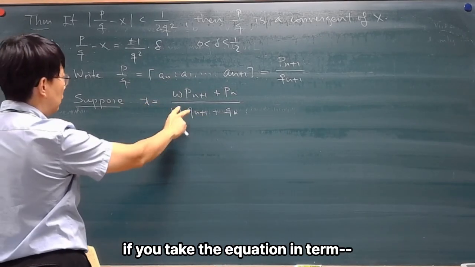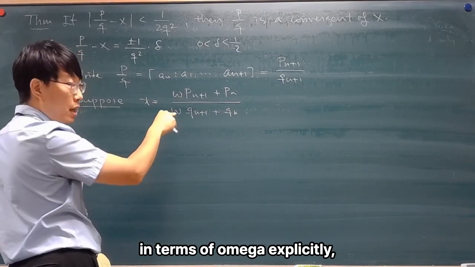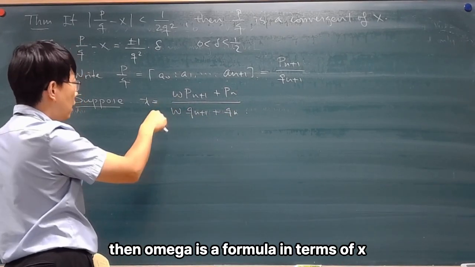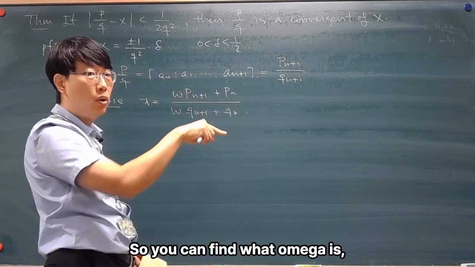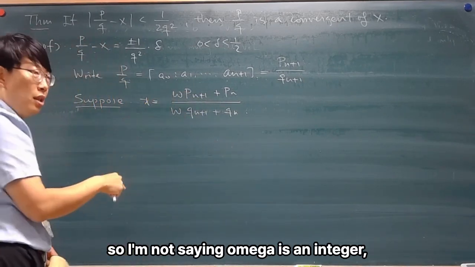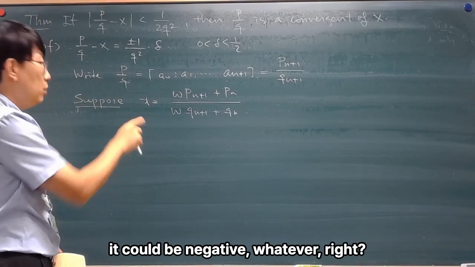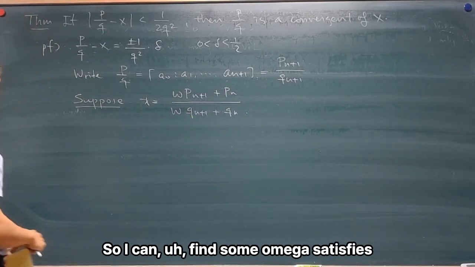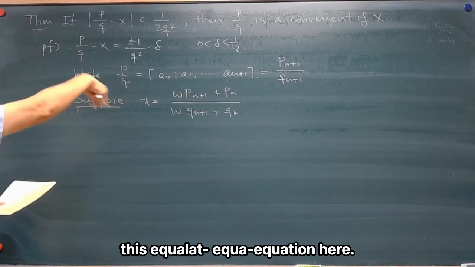if you write the equation in terms of omega explicitly, then omega is a formula in terms of x and P_{n+1}. So you can find what omega is. I'm not saying omega is an integer. I'm not saying omega must be positive. It could be negative, whatever, right? So I can find some omega that satisfies this equation here.